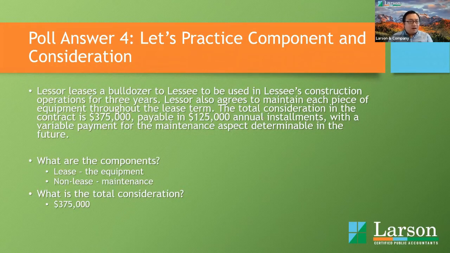All right, hopefully this is your answer. With this situation, the lessor and lessee are the same. The real change here is that instead of $600,000 fixed, the total consideration is now $375,000 fixed, with the remaining maybe in a variable payment. So the components will be the same: lease will be the equipment, and non-lease the maintenance. And the total consideration to consider is only the fixed portion, which is $375,000. And why wouldn't the variable payment apply here? It's because the variable payment is not pegged to any index or any sort of metric.